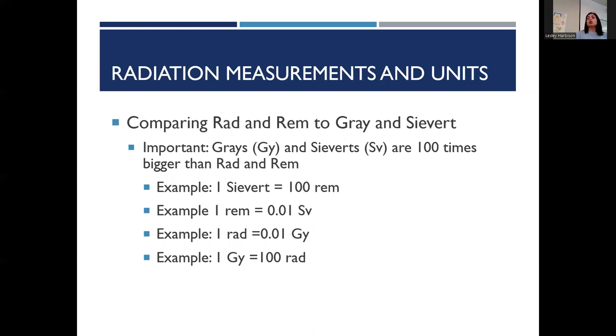But to break it down in simple numbers, one sievert is 100 rem. So sievert and rem go together. Or if you flip it around, one rem is 0.01 sievert. And then rad and gray go together. One rad is 0.01 gray, or one gray is 100 rad. Take-home point: sieverts and grays are bigger than rads and rems.